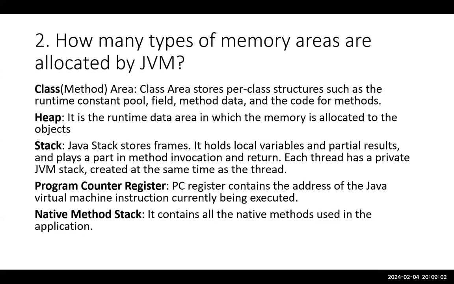Second question: how many types of memory areas are allocated by the JVM? Class area, heap, stack, program counter register, and native method stack. Heap and stack are the main ones, and the rest we have are three more. So please pause the video and read this out.